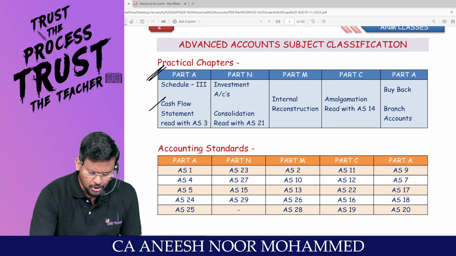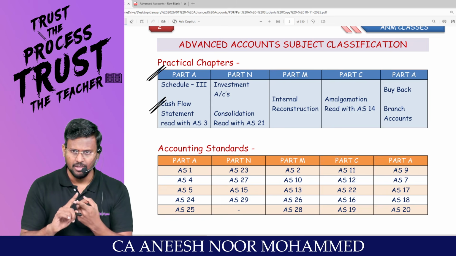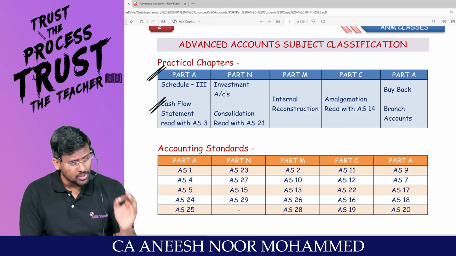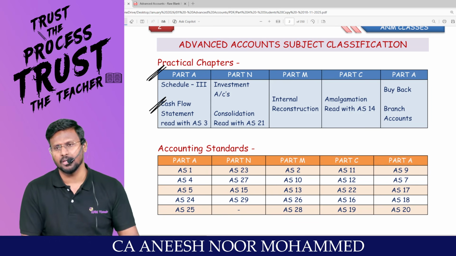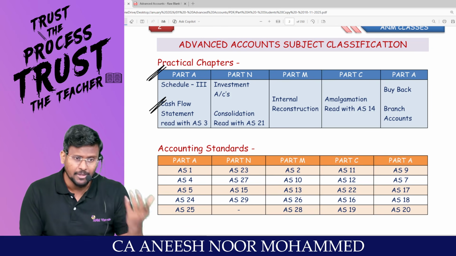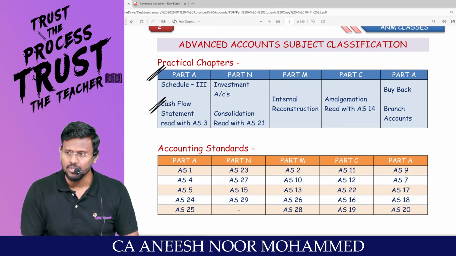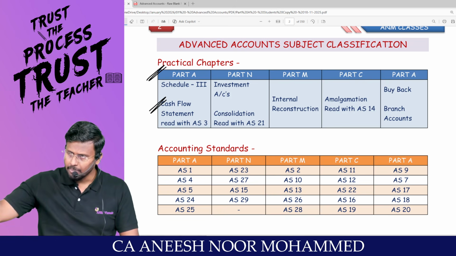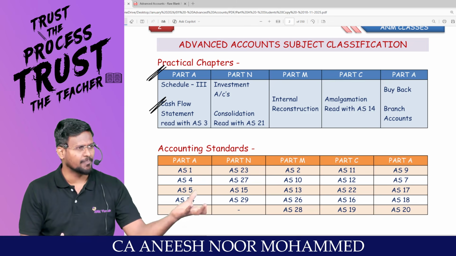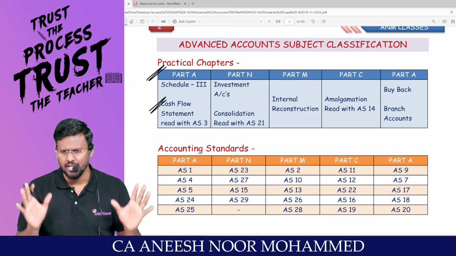And my dear lovable students, as we all know, financial statement means balance sheet. Financial statement means P&L account. Balance sheet shows the financial position of the company, whereas P&L account shows the financial performance of the company. One more financial statement is the cash flow statement: from where the company got the cash, and what they have done with that cash. That's what the cash flow statement is. Both are financial statements only.